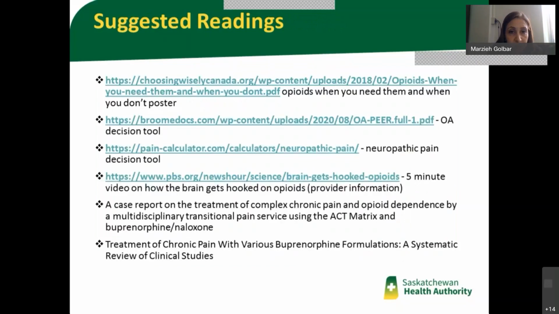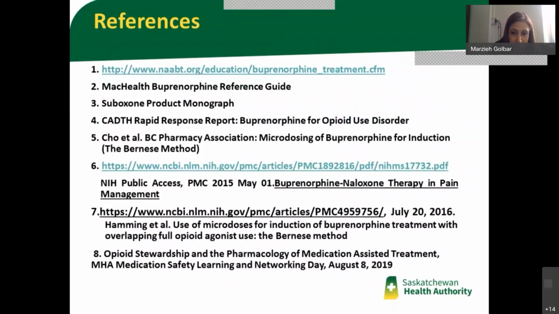Also, here are some suggested readings for you if you want them. I recommend quite good readings on those for better knowledge and a better understanding. I'd like to draw your attention to my 7th reference, which is actually the original Bernese method study, which took place in Switzerland, and that's why the method is called the Bernese method, July 20th of 2016.